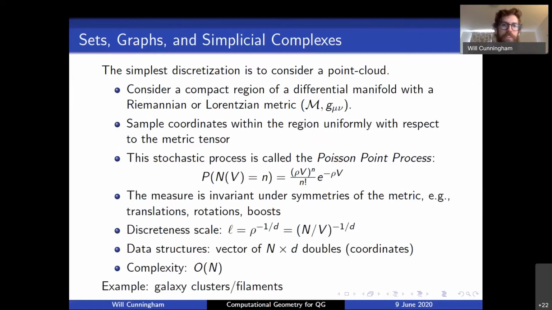So the simplest discretization that we can consider, of course, is just a point cloud. In this case, we're saying, let's look at a compact region of a differentiable manifold with some arbitrary Riemannian or Lorentzian metric. What we're going to do is sample coordinates within the region uniformly with respect to some metric tensor that we've chosen. So for instance, if we're just doing flat space, then that means you're uniformly sampling within some region. Now, typically this region is going to be something that's nice to work with, such as a box or a diamond or a ball, but it's also motivated by physical things.